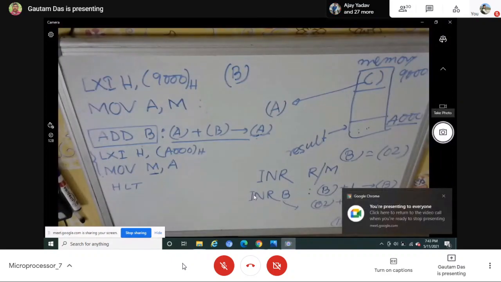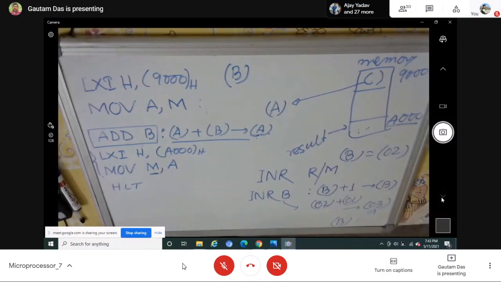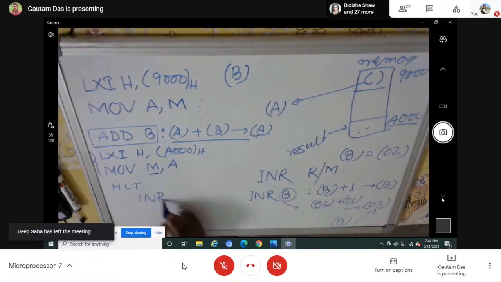So in this way, instead of writing INR B, in place of B you can use any internal register. That means many INR instructions will come out: INR B, INR A, INR C, INR H, INR L, all these instructions you can use. Any internal register can be used as the operand. But if you use INR M, what does it mean?